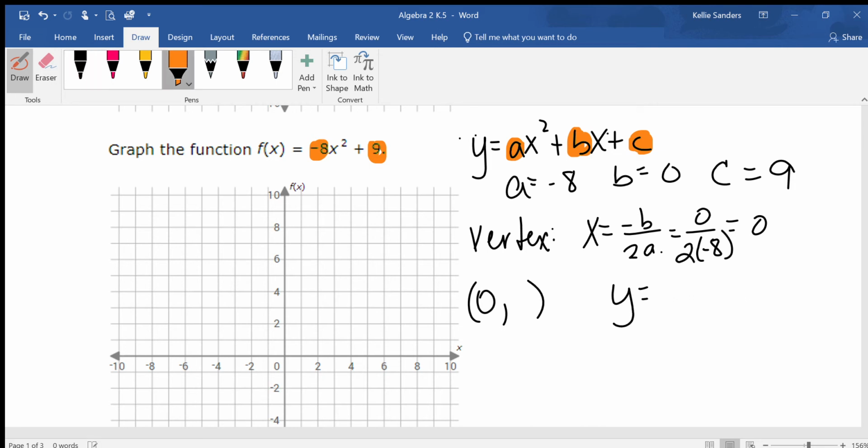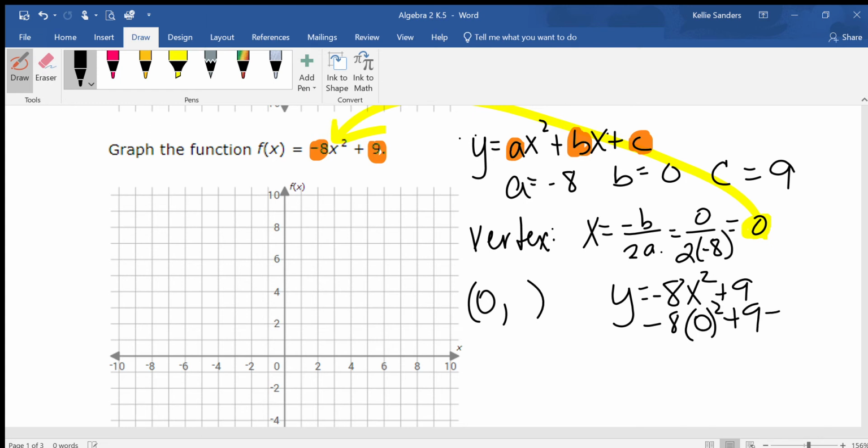How are we going to find y? We're going to put 0 into the problem. So y equals negative 8x squared plus 9, negative 8 times 0 squared plus 9, which is going to be 9. So y equals 9, so I'm going to put the 9 right there. So our vertex is at 0, 9, which is right there.